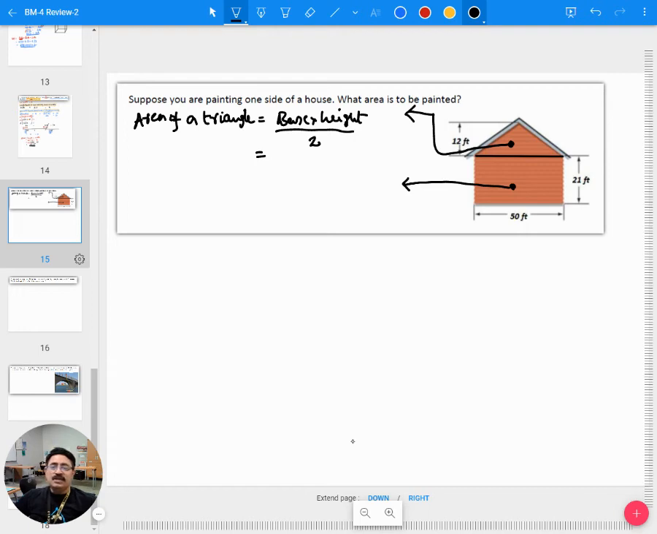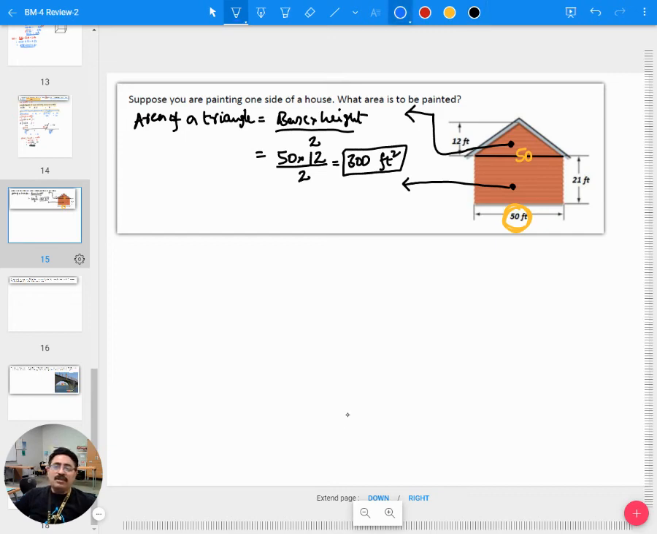What does the base mean? Actually, here the base seems to be missing. But whatever the base is here, the same thing is applicable here, right? Therefore, base is 50 units. And the height, you can see that it is marked as 12. Therefore, 50 times 12 over 2. You can make use of a calculator. I'm sure that it is going to be 300 square feet. So this is part 1.